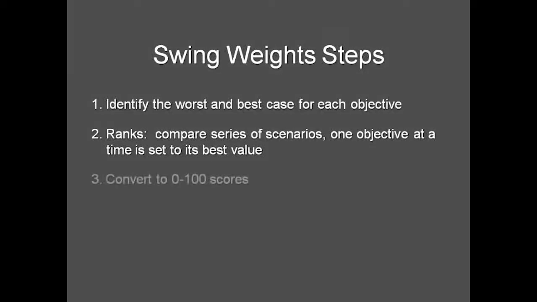Then once we've done that, we develop, rather than just weights, actual relative scores in terms of the attractiveness of those different scenarios, and then we normalize the scores.